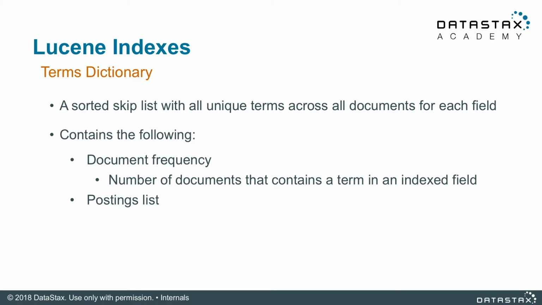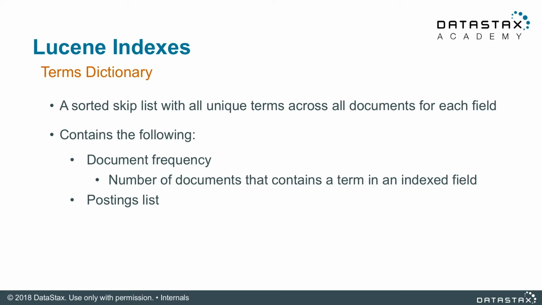The first structure in the postings format that we'll be talking about is the terms dictionary. This is a sorted skip list that contains all of the unique terms that can be found in a field across all of the indexed documents. There would be a separate terms dictionary for each index field. For each unique term in the terms dictionary, there is the document frequency, which is the number of documents that contain the value in the field.